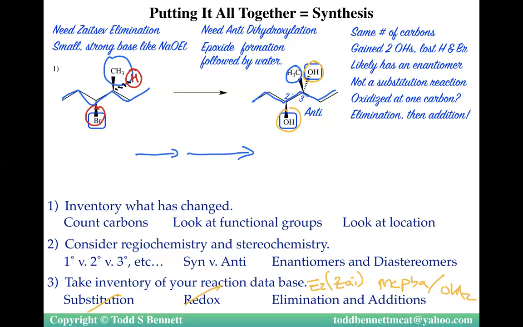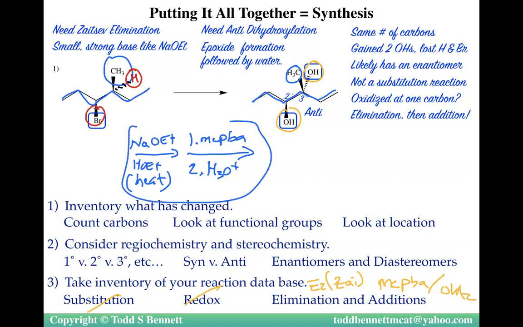Draw 2 arrows. The first arrow would be NaOEt and HOEt as solvent and heat, which could be represented with a triangle. That's step 1. And then step 2, MCPBA. And then I'm not going to be really a stickler for solvent. And then H3O+. So that is what you would have to draw to get full credit on this.